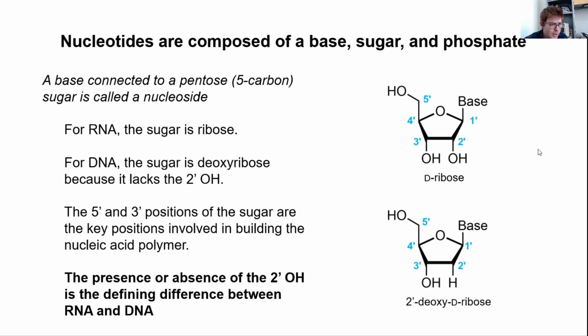Okay, so the base of a nucleotide is connected to the pentose sugar, as I mentioned before. And when you have a base connected to a sugar, you have something which is called a nucleotide. And so for RNA, that sugar is ribose. And for DNA, the sugar is deoxyribose because it lacks the 2' hydroxyl. Now, the 5' and the 3' positions of the sugar are the key positions involved in building the nucleic acid polymer. So the 5' position and the 3' position are really important and critical ones for you to think about when we're talking about nucleic acid biochemistry.